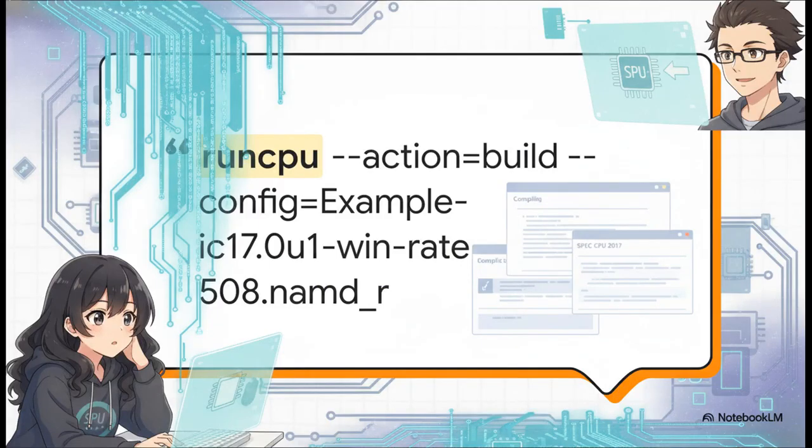So go ahead and run your newly edited shrc.bat file in the command prompt to load up your environment. Then, to compile that first benchmark, you're going to type a command just like this: runcpu -action=build -config= followed by your config file name, and then the name of a benchmark that compiles pretty fast, like 508.namd_r. Hit enter and just watch your system go to work.